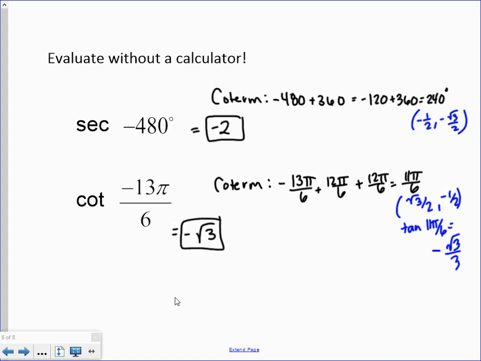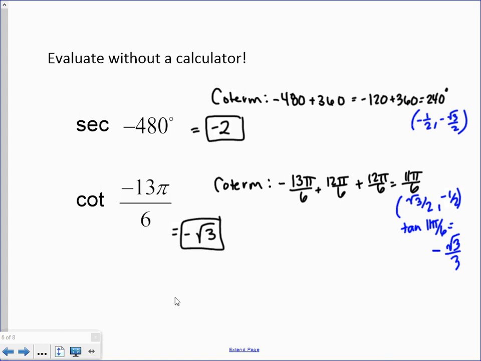Yes? I'm wondering why you're adding 12 pi over 6. It's 2 pi. 12 divided by 6 is 2. Okay, and I need common denominators for 13 pi over 6. Why did you add it twice? Because if I add it once, I'm at negative pi over 6.